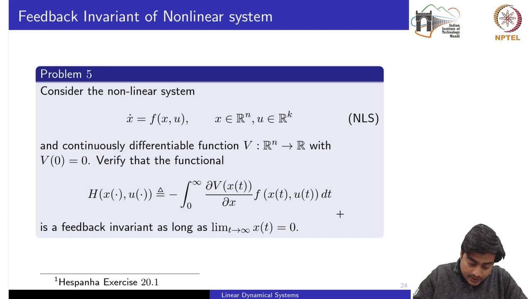Okay. So in this problem 5, we want to compute the feedback invariant. Here we have considered a nonlinear system, whose generic representation is given by x dot equal to f(x, u), and there are some properties associated to some function V which we are introducing: a continuously differentiable function V with V(0) equal to 0. We need to verify whether this function h, defined as this one, is a feedback invariant as long as x(t) goes to 0 as t tends to infinity. This problem was taken from the book by João Hespanha, and it is exercise number 20.1.